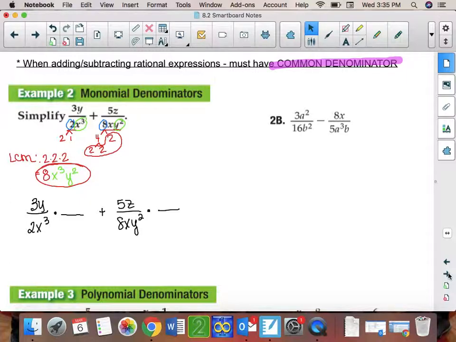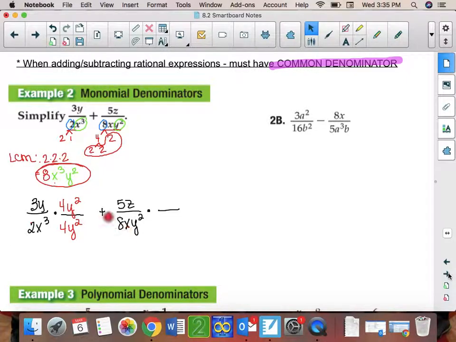So if you look at this, okay, so 2 times what is going to give me 8? 4. I already have an x cubed, so I don't need to do that. And then I just need to get my y squared. And I need to do the same thing to the top and the bottom. Okay, now I'm going to come over to this side, and I need to get this to become an 8. It already is, so I don't need to multiply by anything.